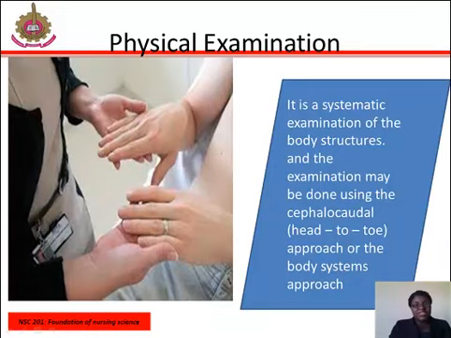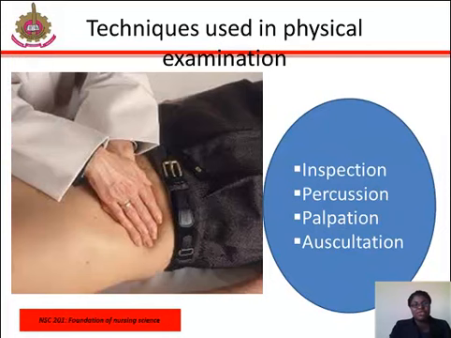Moving to the physical examination. Physical examination is a systematic examination of the body structures, and the examination may be done usually using a cephalocaudal approach, that is from head to toe, or the body system approach. There are some techniques that are used in physical examination. These techniques involve inspection, percussion, palpation, and auscultation.